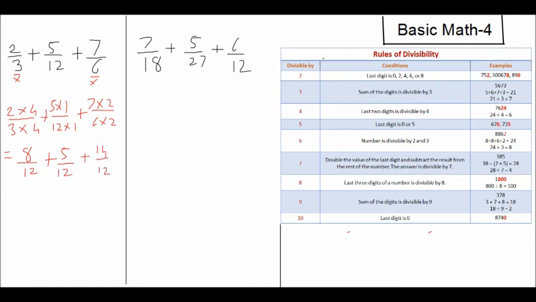Now denominators are the same. Now we will do the simple addition. 12, and we get 8 plus 5 plus 14. And what is the total? 8 plus 5 is 13, and 13 plus 14 is yes, 27 by 12. This can be minimized because both are divisible by 3. So we will divide both by 3. So we get 3 9s are 27, 3 4s are 12.